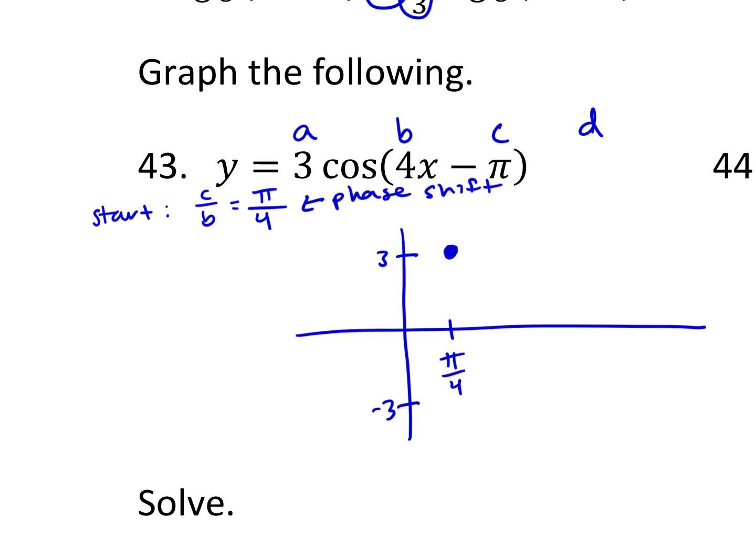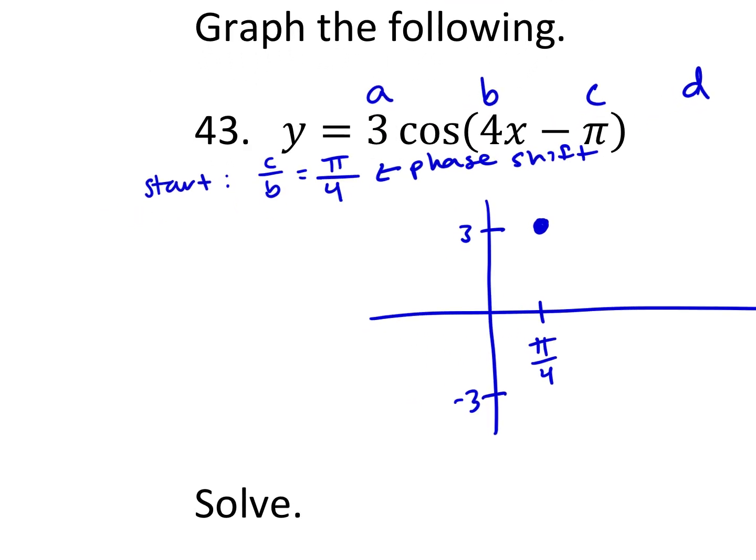All right, I also need to know my increments and the period. How do I find the period? 2 pi over b, so 2 pi over 4, which would just be pi over 2. And then how do I find the increment? The period over 4, so pi over 2 over 4.